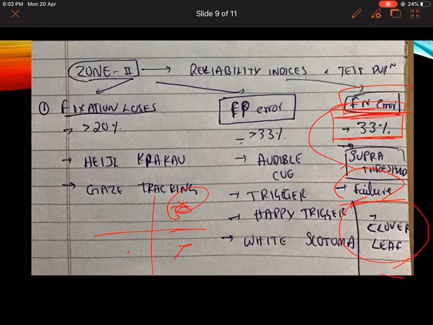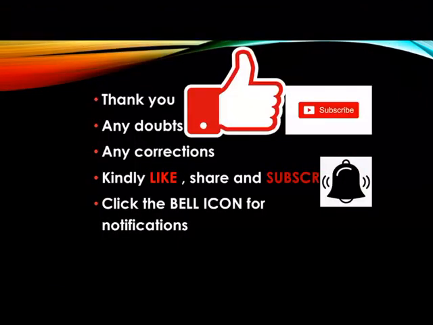Okay, that's all for today. We have completed zone 1 and zone 2 of the Humphrey Field Analyzer single printout report. Further zones will be taken in the coming classes.